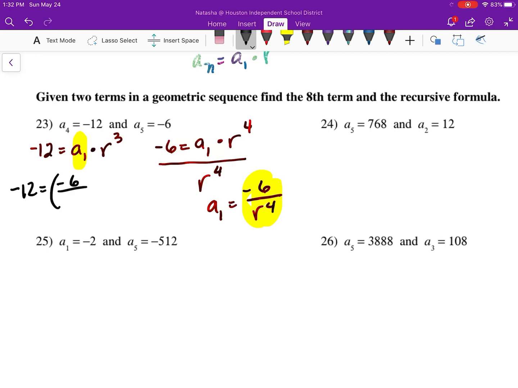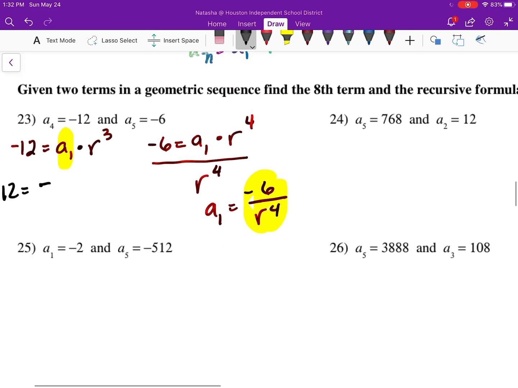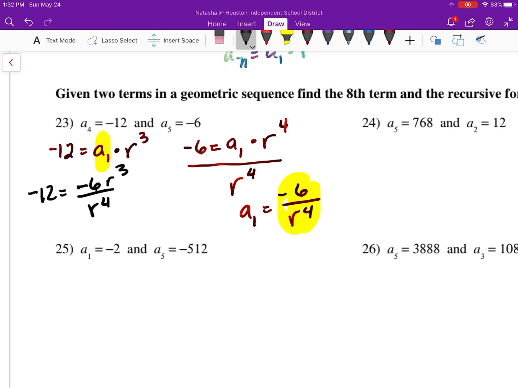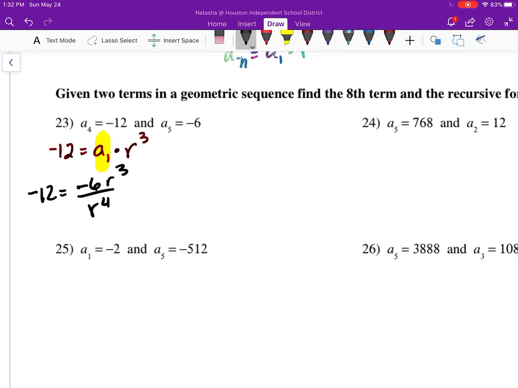So I'm going to say negative 12 is equal to negative 6 over r to the fourth, I don't need parentheses, I'm going to leave that out, times r to the 3. Now, if you notice and you recall, this is a division, so that would be negative 6 r to the 3. Well, these I can reduce, so let me erase some of this work here just so that I have room. So this becomes negative 12 is equal to negative 6 r to the 1 power.